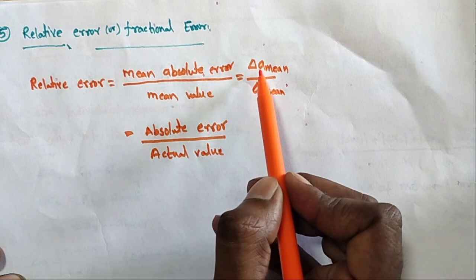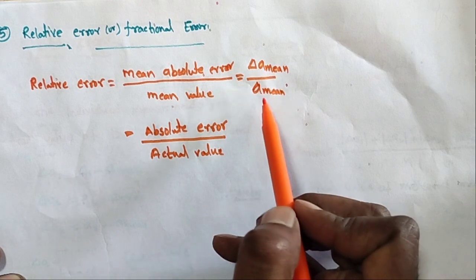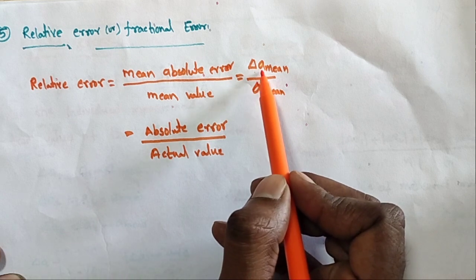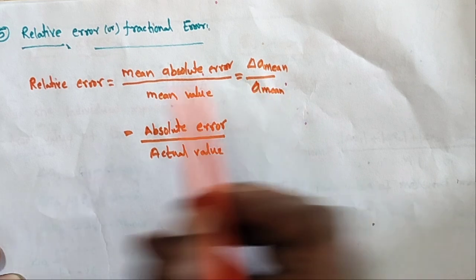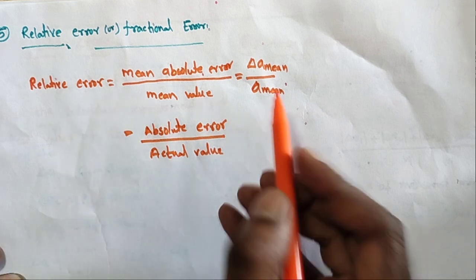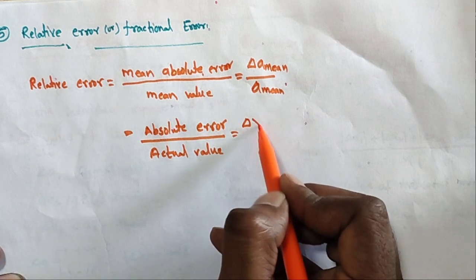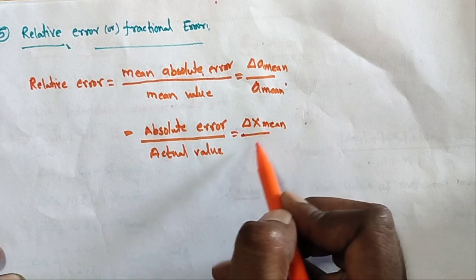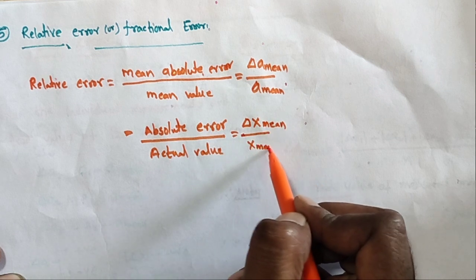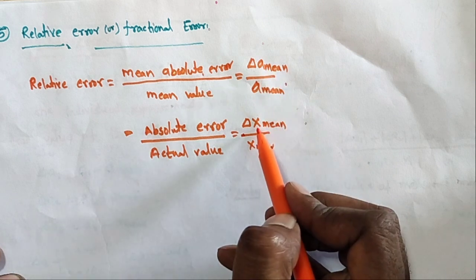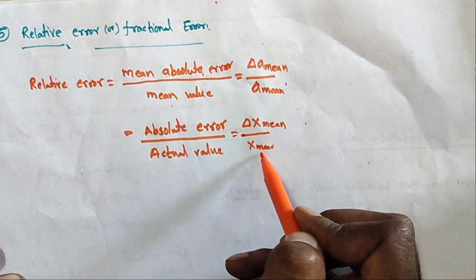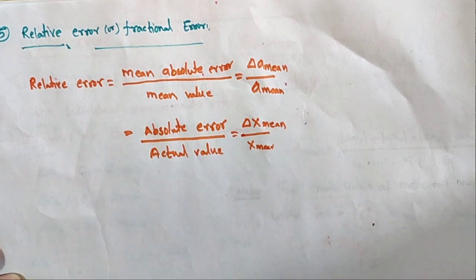For relative error, we know delta a mean and we know a mean. So dividing delta a mean by a mean gives the relative error. Sometimes in the textbook delta x is also indicated, by x. It is also the same. Here I am taking a. If you take x, it is delta x mean by x mean. So this is the relative error.